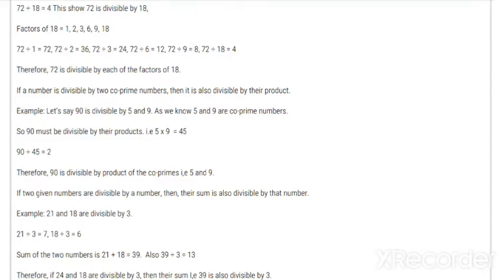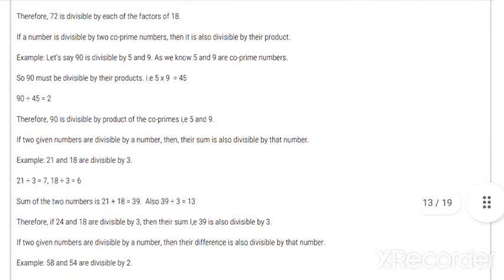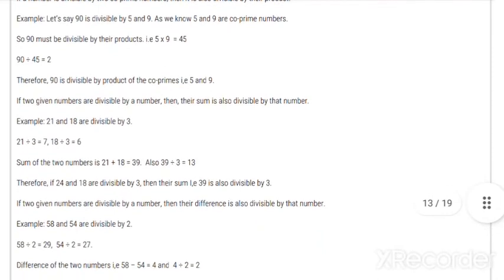Next rule children, if two given numbers are divisible by a number, then their sum is also divisible by that number. Like for example 21 and 18 are divisible by 3, and now find the sum of the given numbers 21 and 18, that is 39, and 39 is also divisible by 3.